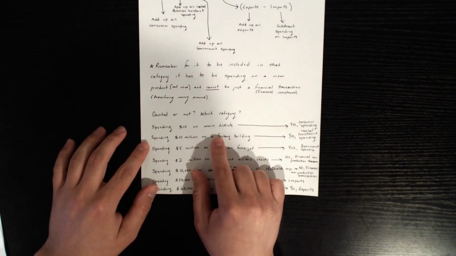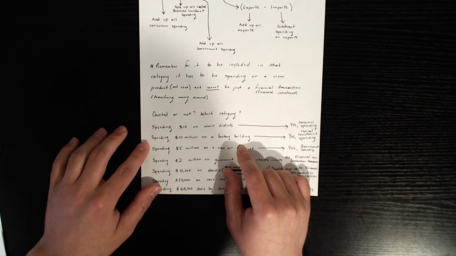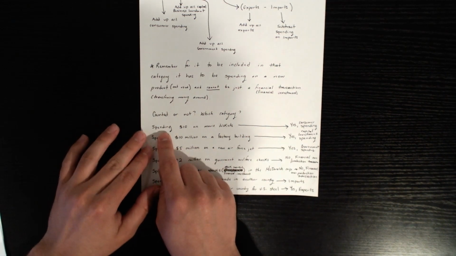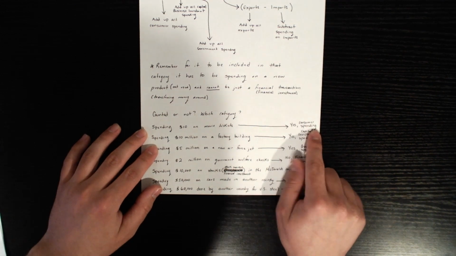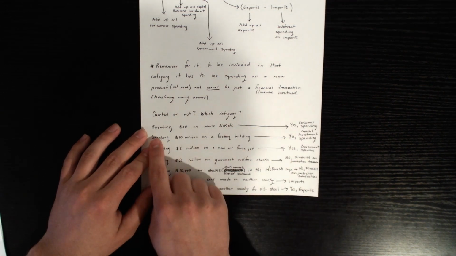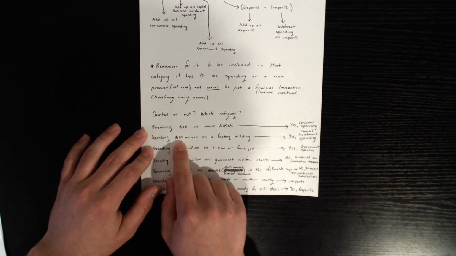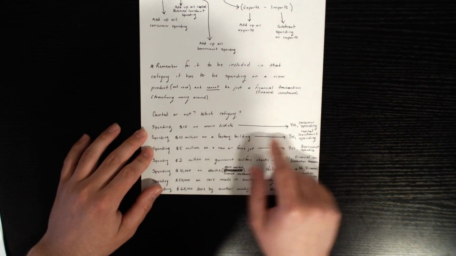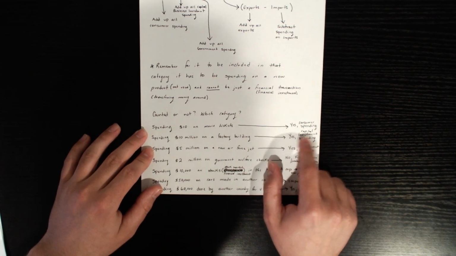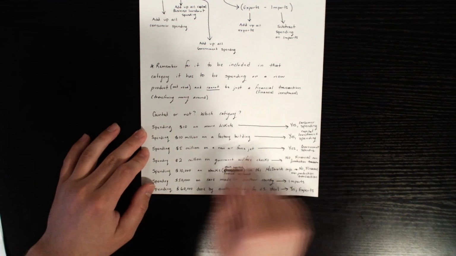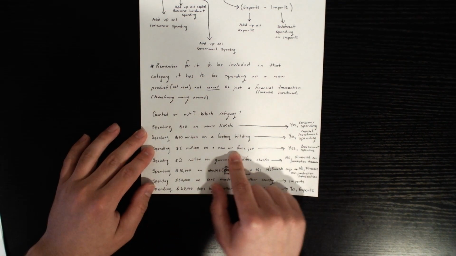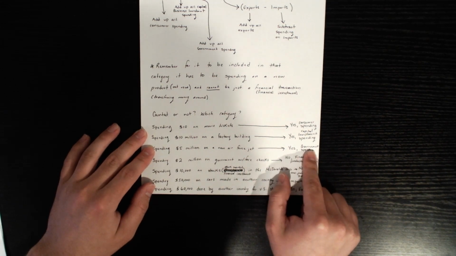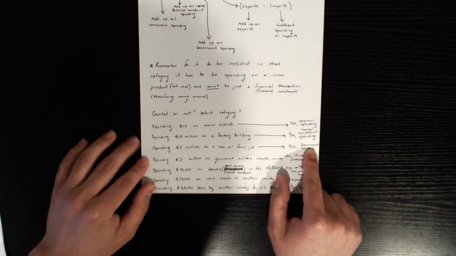Here we have some examples. We're going to see whether it's counted or not counted in GDP. So first we got spending $10 on movie tickets. Yes, that's going to be consumer spending, so that's going to be counted. We have spending $10 million on a factory building. Yes, because that's capital investment spending. And we have spending $5 million on a new Air Force jet. Yeah, that's going to be government spending, so that's going to be counted.